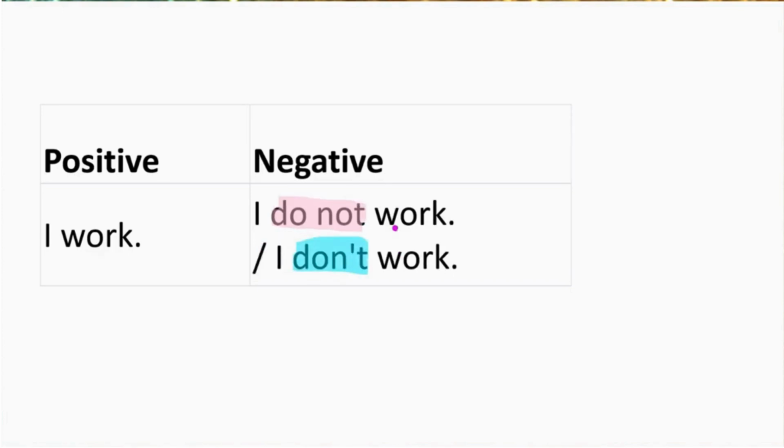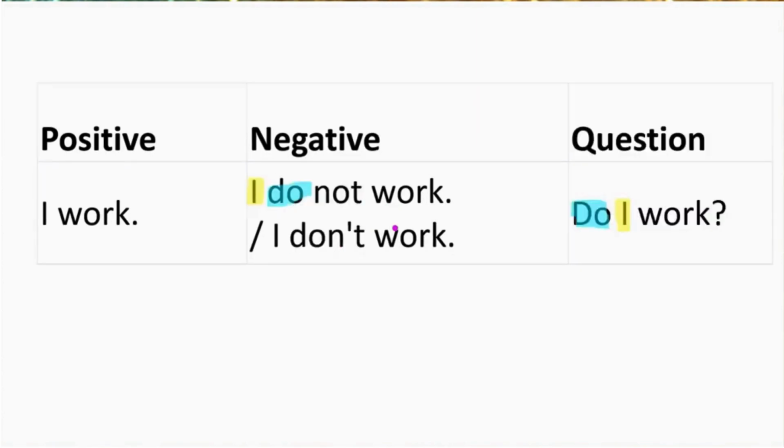But in spoken language, we usually use the reduction and we reduce do not to don't. I don't work. I don't go. I don't sleep. I don't talk. I don't walk. In writing, it's spelled like D-O-N, then we put apostrophe and then T. I don't. In informal writing, like if you are writing a comment on a video or writing a text, you will say, I don't work.